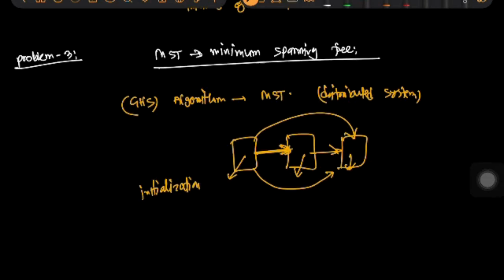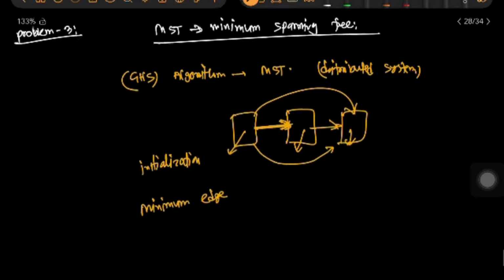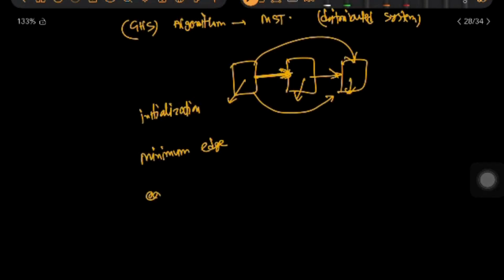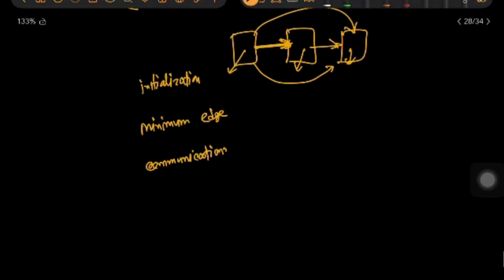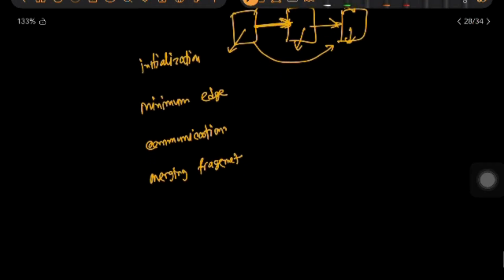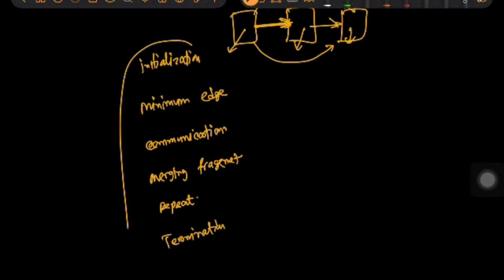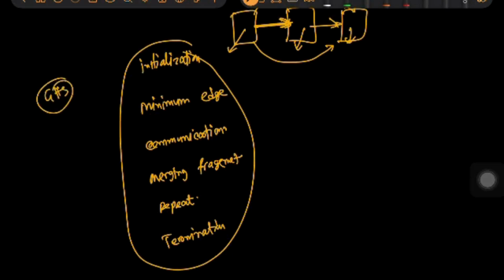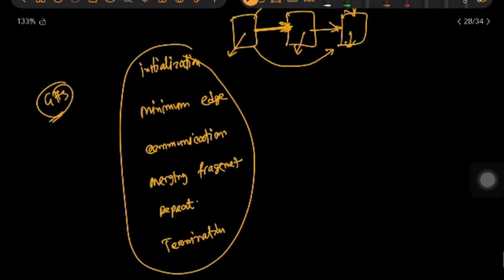So first we have initialization. Second is finding the minimum edges. The third point is communication. The fourth one is merging fragments. And we have to repeat the whole process like recursion. And finally, termination. This is how the GHS algorithm works to find the minimum spanning tree.